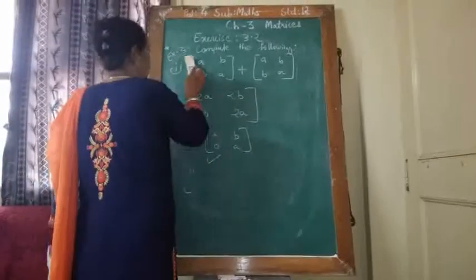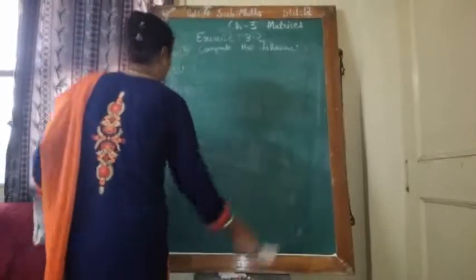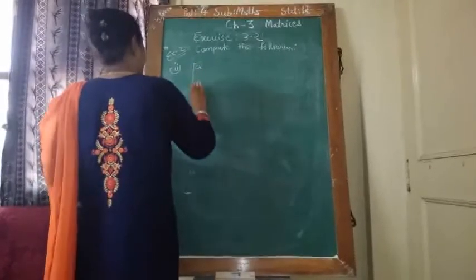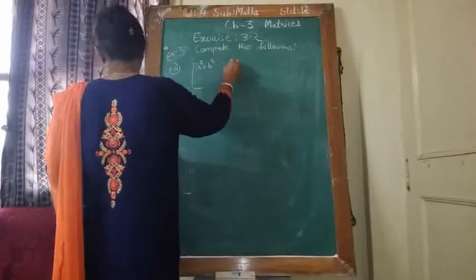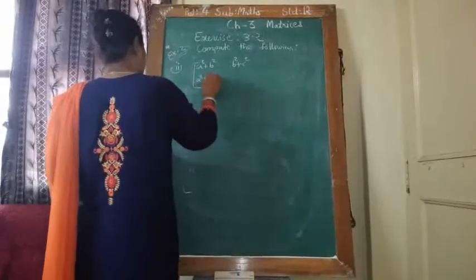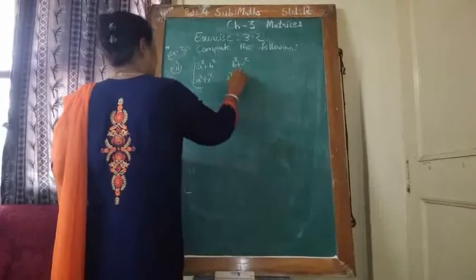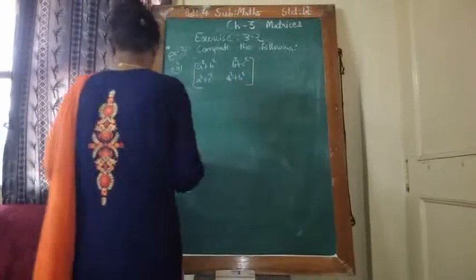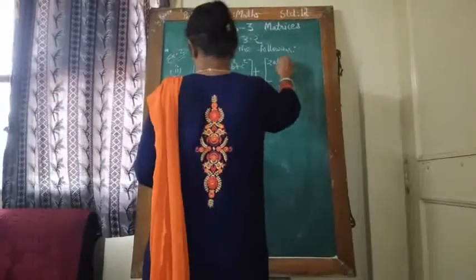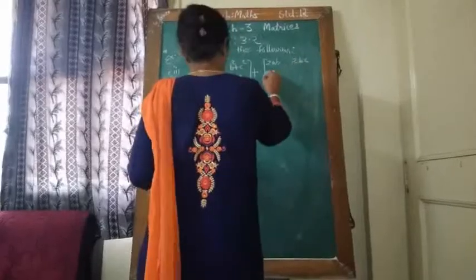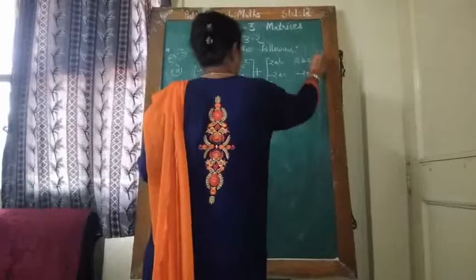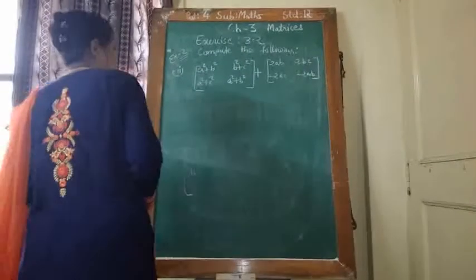Second number: A square plus B square, B square plus C square, A square plus C square, A square plus B square. And the second part is plus 2AB, 2BC, minus 2AC, minus 2AB. Addition.